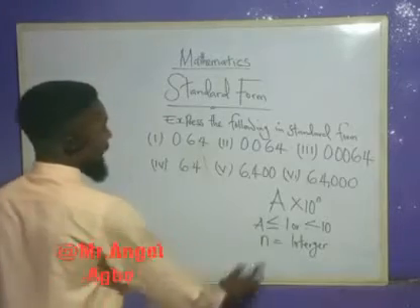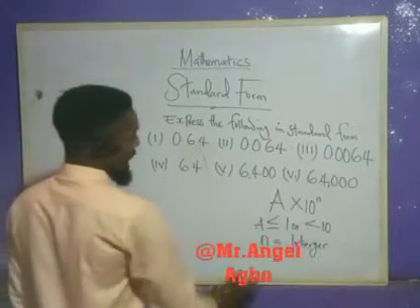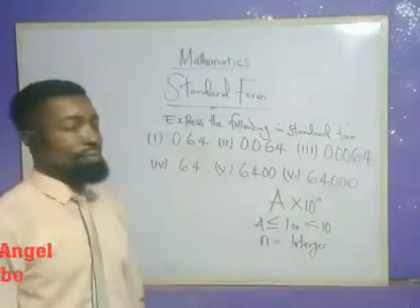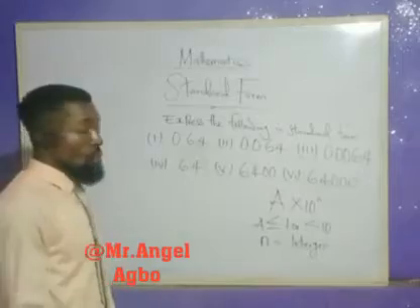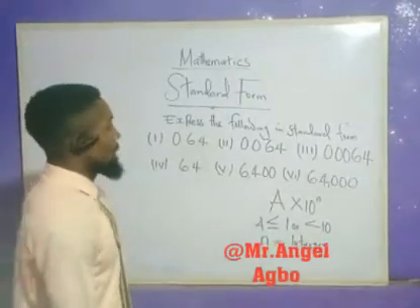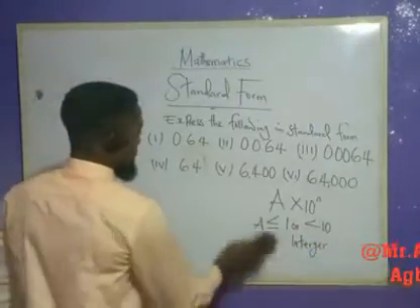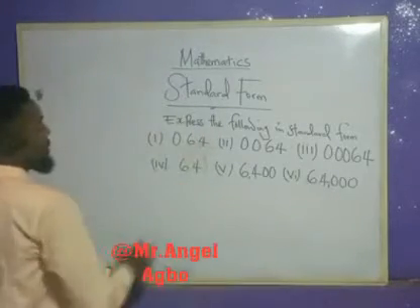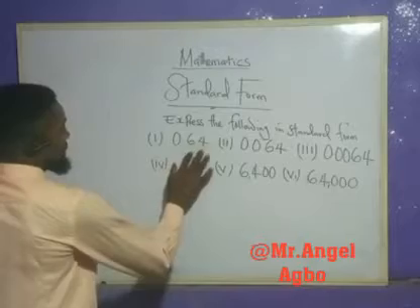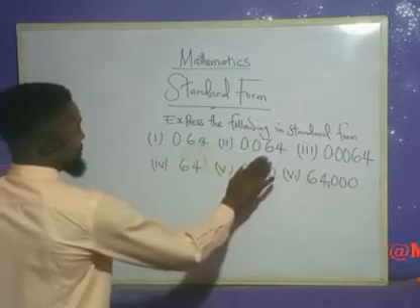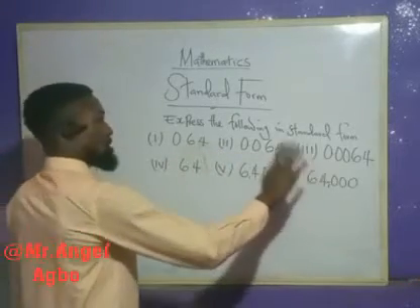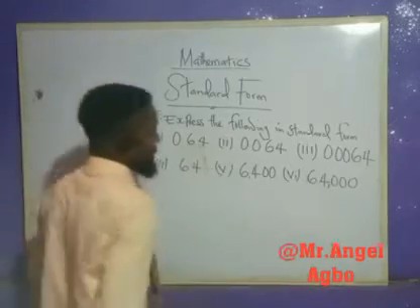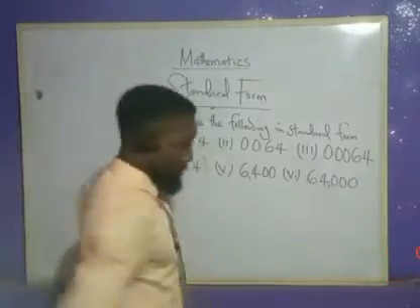We said our A here is greater than or equal to 1 and less than 10. Could be 9, could be 1, could be 2, could be 3. So that is how it's going to be arranged. Let's move. We have this 0.64, 0.064, 0.0064, 64, 6,400, and 64,000.